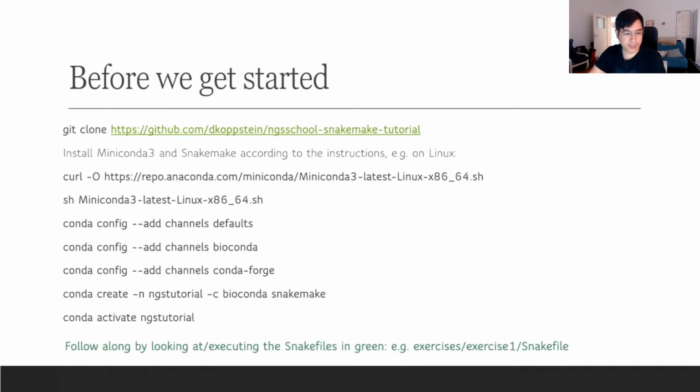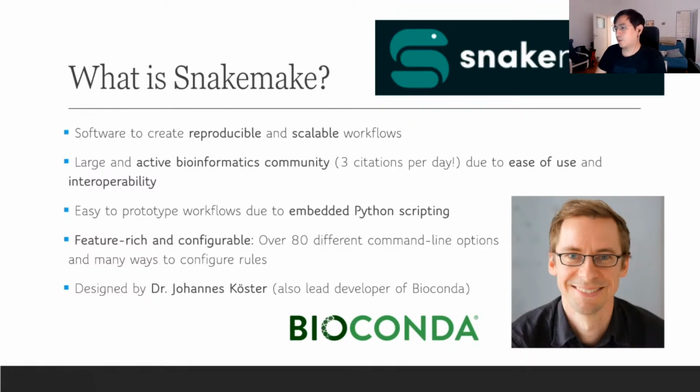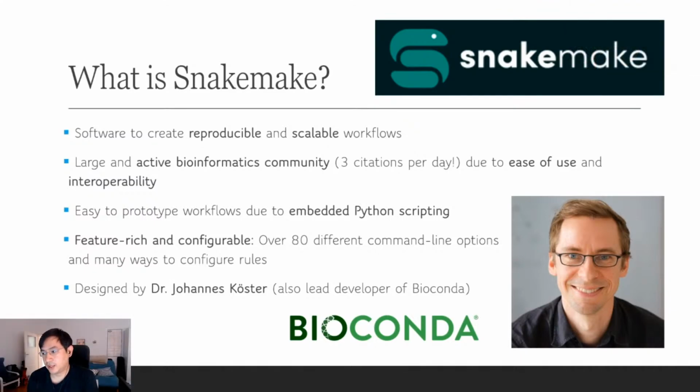Now I hope you've had a bit of time to set this up if you haven't done so, and we'll get started. So, what is Snakemake? This, as I mentioned, is software to create reproducible and also scalable workflows, so you can easily parallelize many jobs over many cores, over clusters, or over the cloud. It has a large and growing bioinformatics community, on average 3 citations per day as of last year, due to its clean syntax, so it's easy to use, and its interoperability, so you can use computing environments that make it more reproducible.